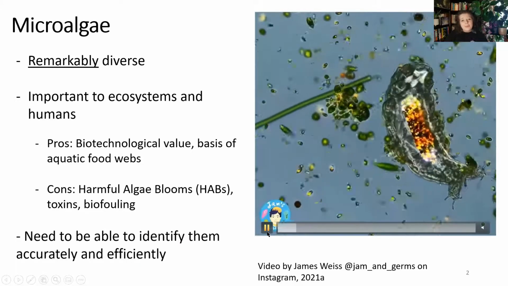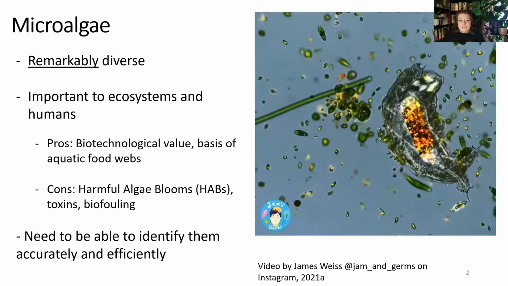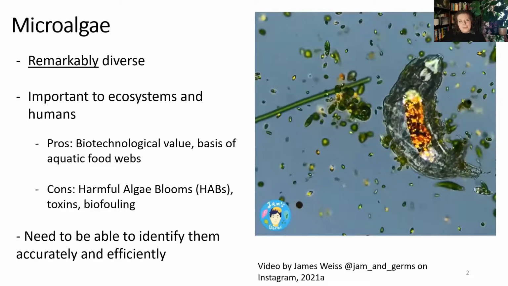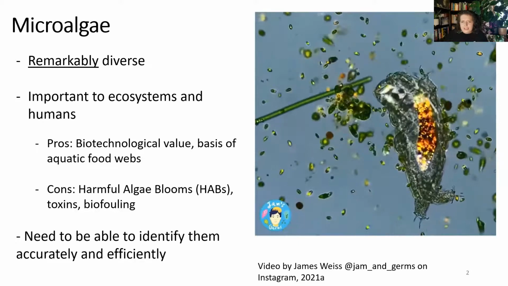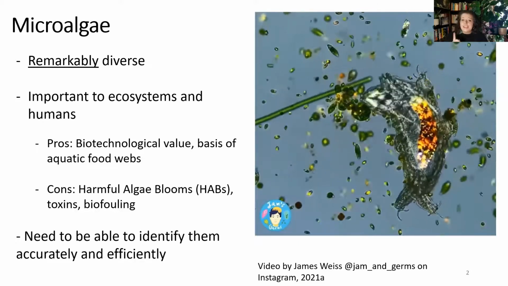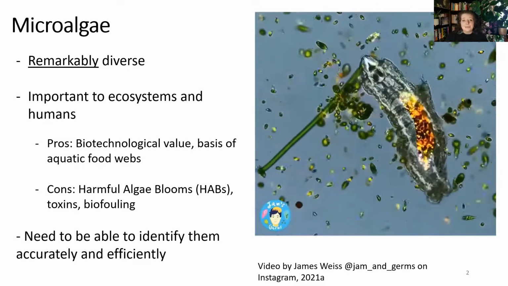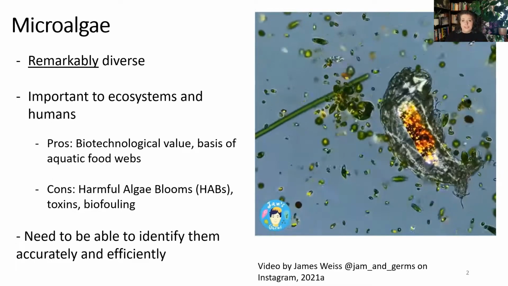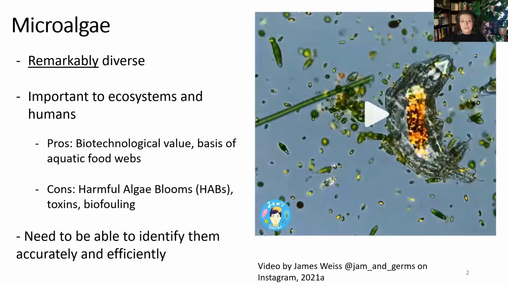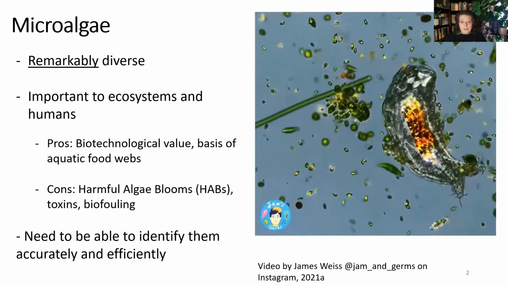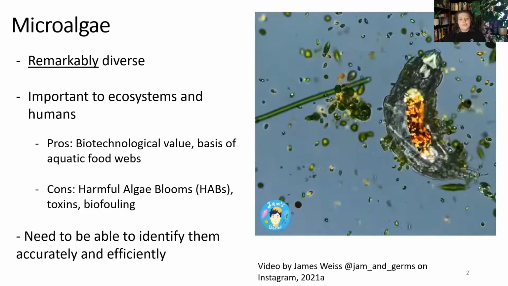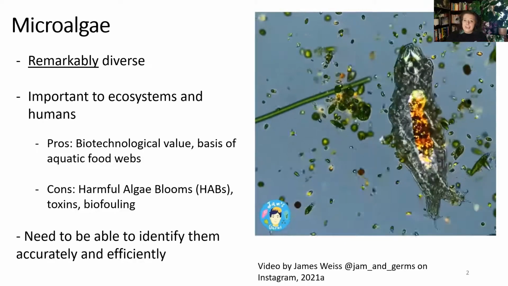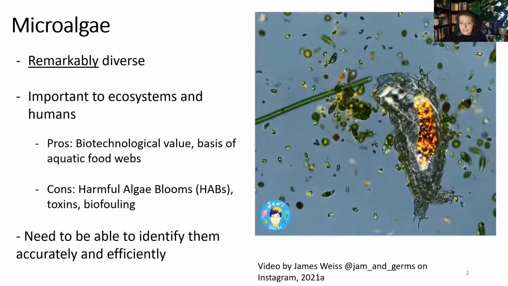Okay, so before we get into the meat and potatoes of my presentation, I wanted to take a moment to discuss microalgae. What are they and why are they important? Microalgae are single-celled photosynthetic organisms that are abundant in aquatic ecosystems. They are an incredibly diverse group of organisms with representatives across the tree of life. They play important roles both in aquatic ecosystem functioning and in the biotechnology sector.